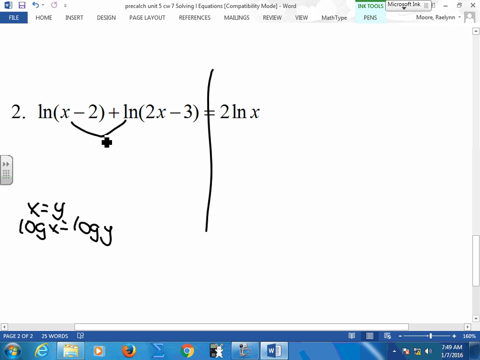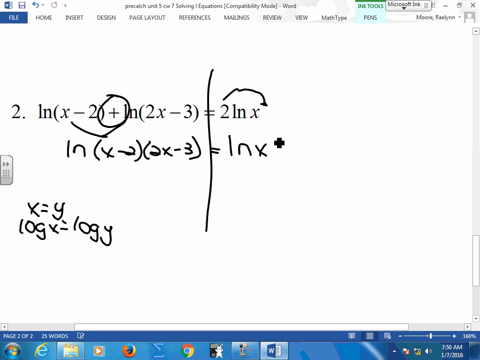This is a plus. Think back to exponents. What were we doing when we added our exponents? Multiply. This is your product rule. ln, make this a product. Where did this 2 come from? It was an exponent. Move it up there. Now you have one term on the left. It's okay, it has as many factors as it has, but you have one term on the left, one term on the right. You can now take your ln's away.